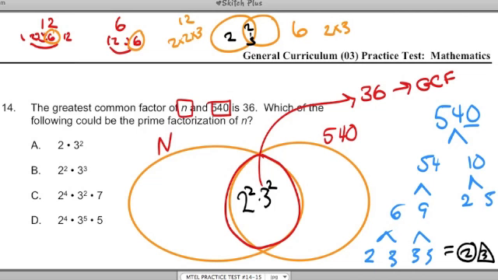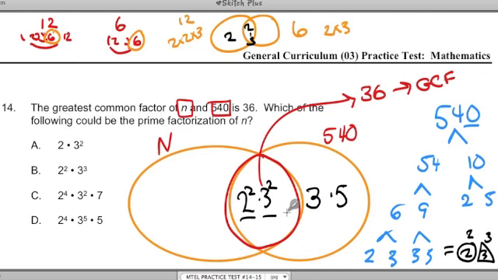2, 3, and 5. It's 2 to the second, 3 to the third, 5 to the second. Now we already have 2 to the second and 3 to the second accounted for, which means I'm missing just one 5.